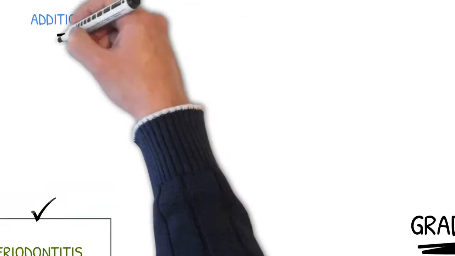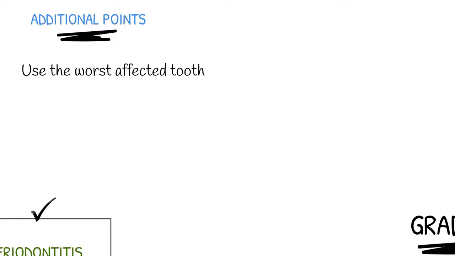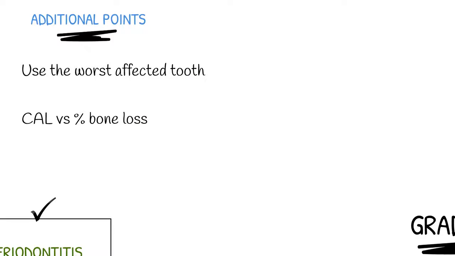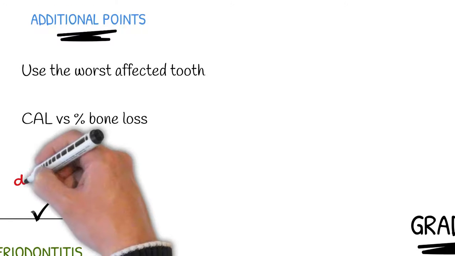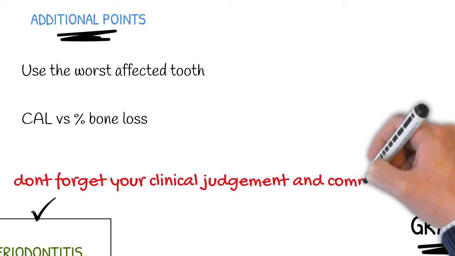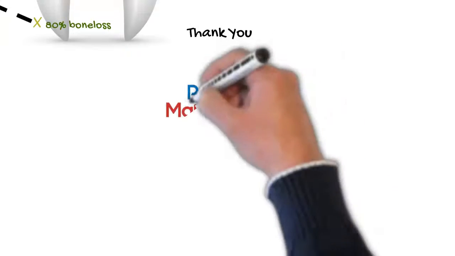There are a few additional points to note. The staging and grading is used based on the worst tooth in the patient's mouth. Secondly, we consider it to be best practice to use clinical attachment loss in conjunction with percentage bone loss wherever possible to make our diagnosis. Finally, don't forget to use your clinical judgment and common sense rather than getting lost in the specifications and technicalities when using this new classification system.